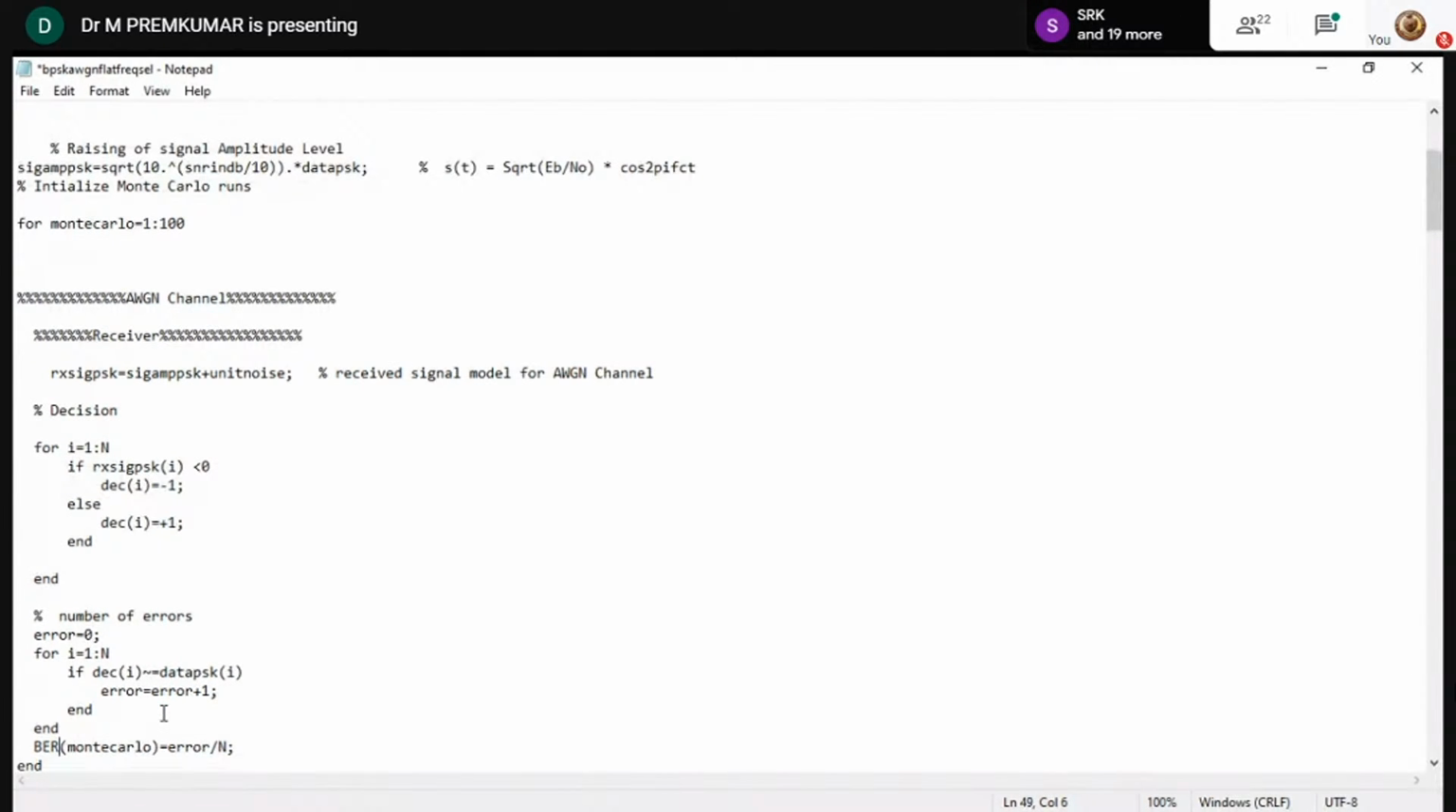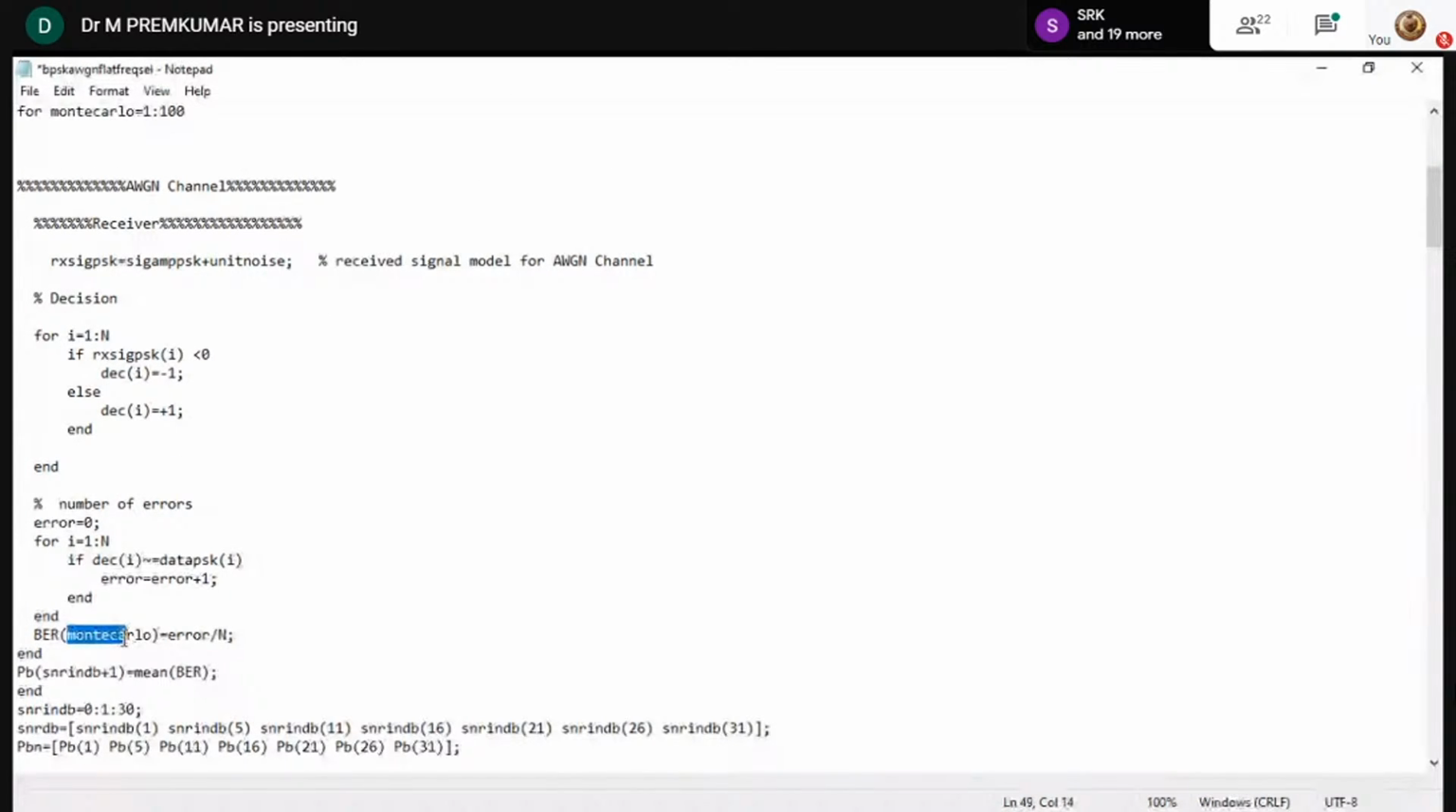So the bit error rate is calculated for each and every Monte Carlo run. We have defined some Monte Carlo runs here. The bit error rate is nothing but error divided by n. So you compare the various bits and calculate the bit error rate. Now for various signal to noise ratios, you can calculate the probability of error, or the bit error rate, and make a plot.